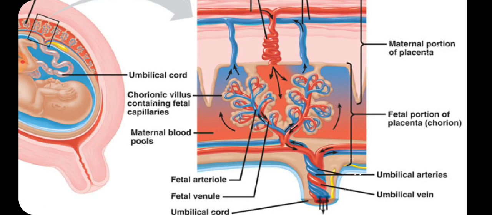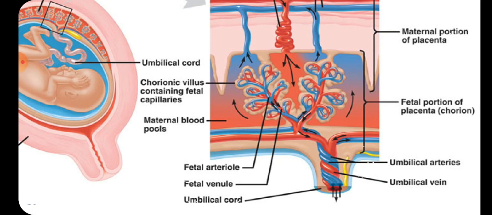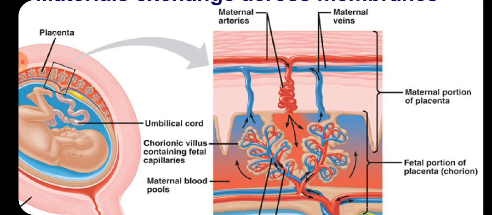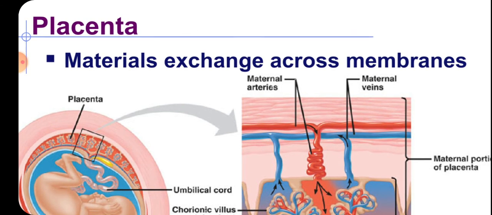Also, you can see the umbilical cord, wherein you can see the umbilical arteries, umbilical veins, and here you can see the fetal arterioles, the fetal venules, and the chorionic villus containing fetal capillaries. And you can see the maternal blood pool. And here you can see the maternal portion of the placenta showing the maternal veins and maternal arteries.